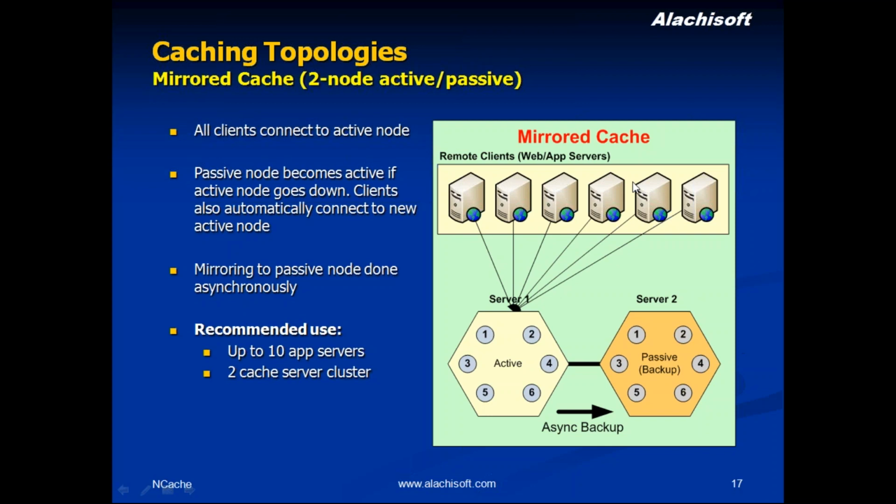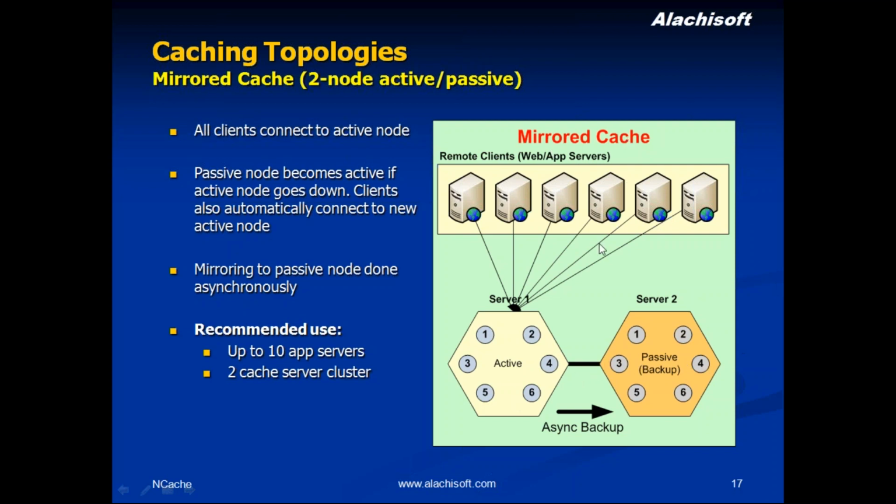Now we have 4 different caching topologies to pick from. We have mirrored, which is active passive. I'm going to quickly skim through these because this is not our agenda today. I want to focus more on our hands-on portion. So I'll give you a glimpse of what different topologies NCache offers.